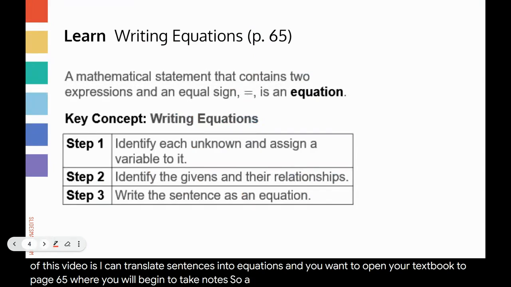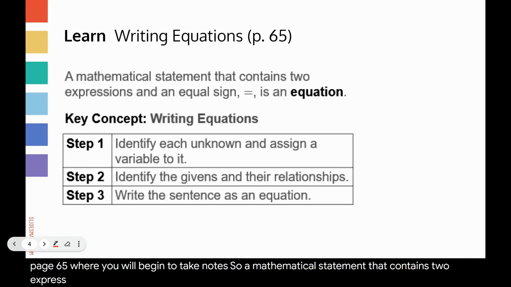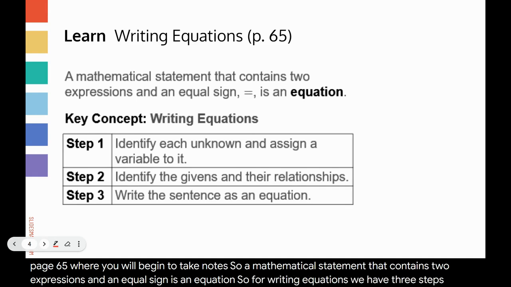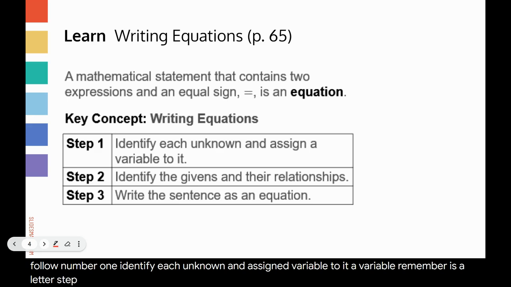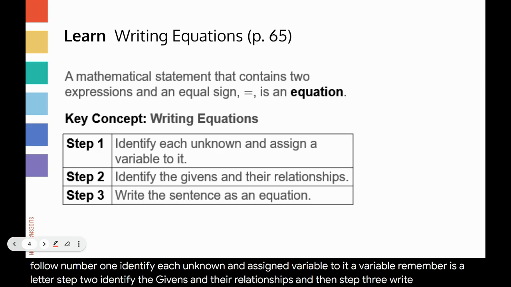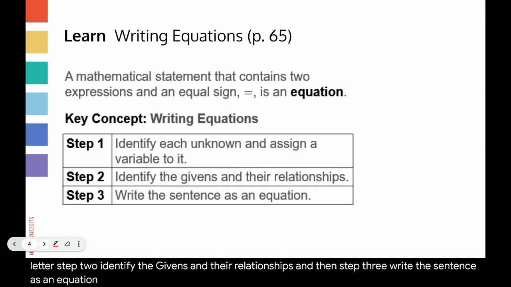So a mathematical statement that contains two expressions and an equal sign is an equation. So for writing equations, we have 3 steps to follow. Number 1, identify each unknown and assign a variable to it. A variable, remember, is a letter. Step 2, identify the givens and their relationships. And then step 3, write the sentence as an equation.